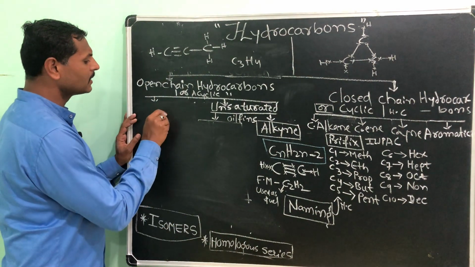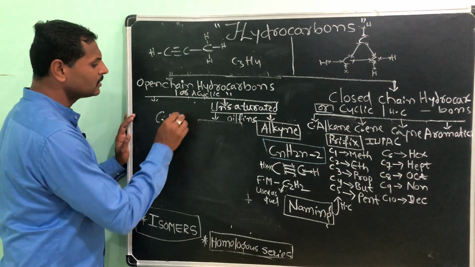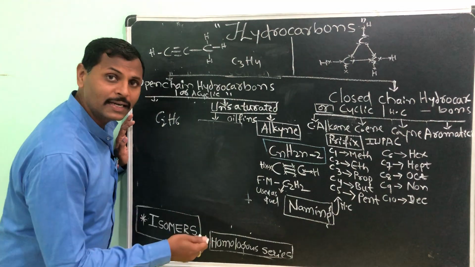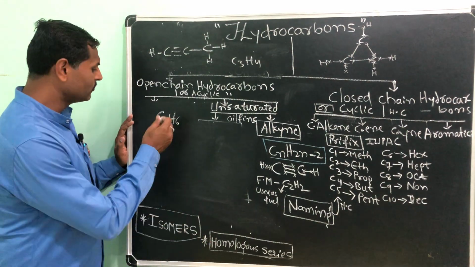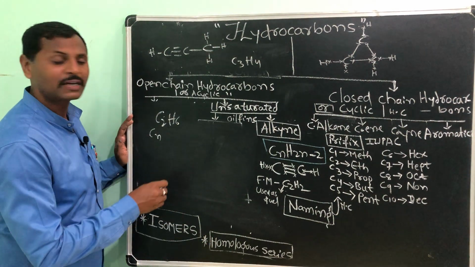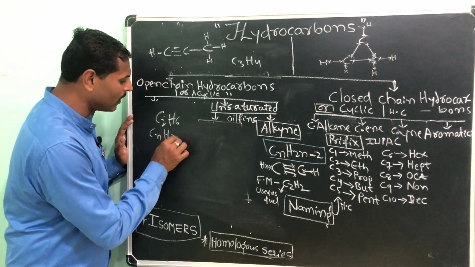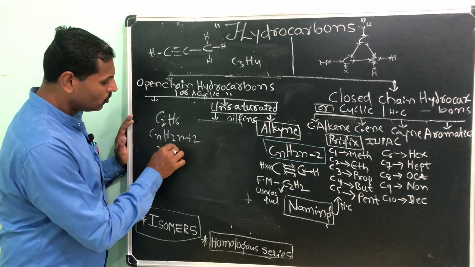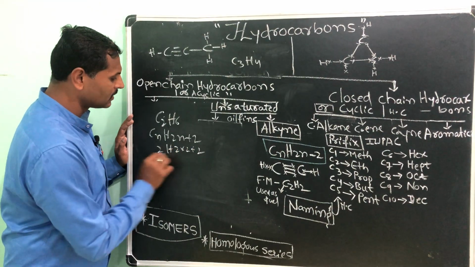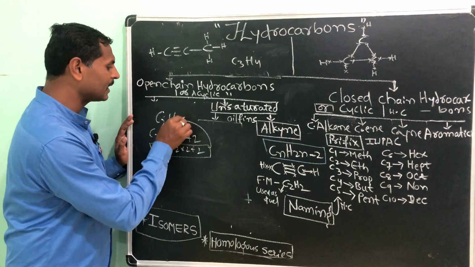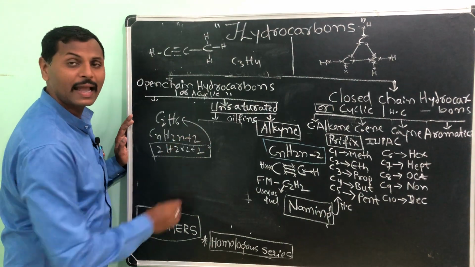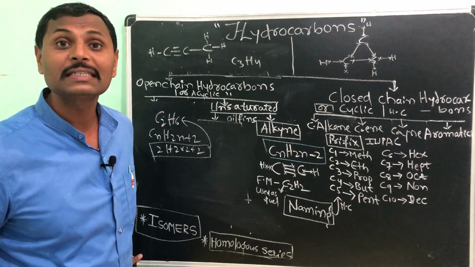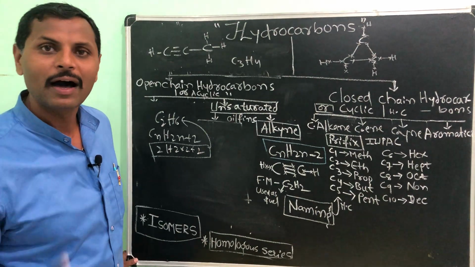Suppose I write C2H6, then tell me, does it belong to the alkyne, alkene or alkane? We will simply try this with our general formula, CnH2n plus 2. See here, n is 2, 2 into 2 plus 2. Yes, what is it giving? Exactly C2H6. Then CnH2n plus 2 is the general formula for, yes, very good, alkane.